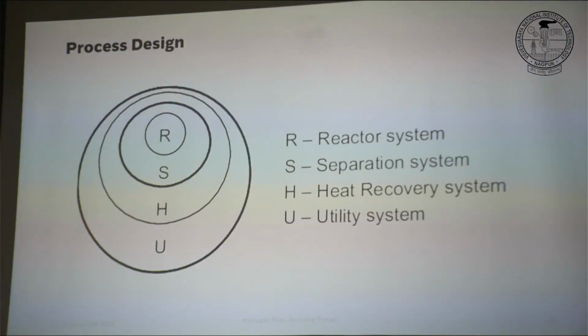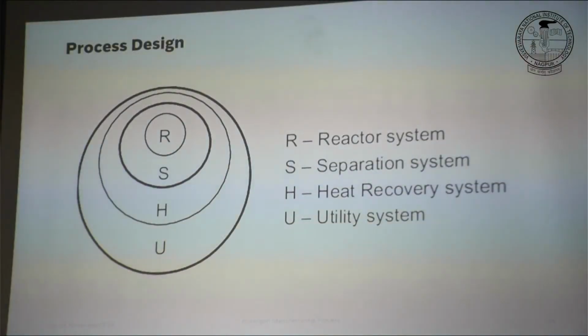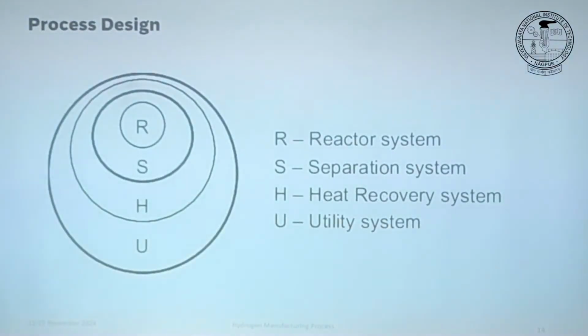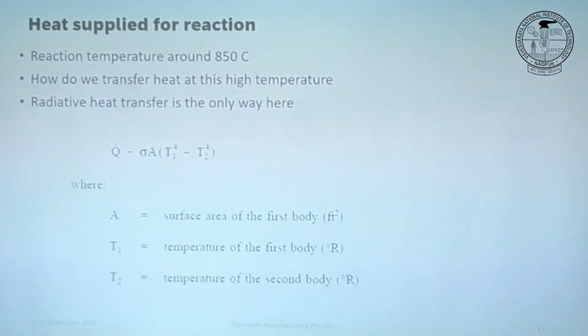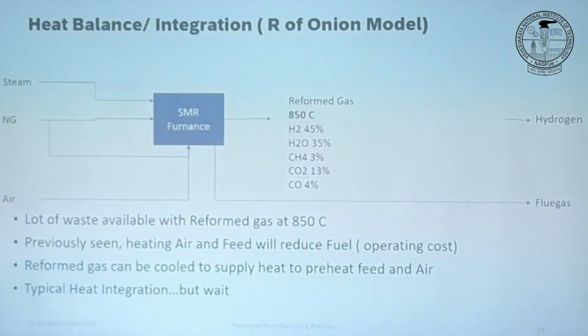We go back to this onion model. We had this reactor system. Separation will come further because we have a very hot product stream. So we will first look into the heat recovery system, the H part of this model. Now we already see the product stream is at 850 degrees. So you have to supply hydrogen product at ambient temperature, which is maybe 30 degrees. Right? So there is a lot of waste heat in the reformed gas or the product gas. We can cool the gas from 850 to 30 degrees and recover this heat and use it somewhere within the process, right?